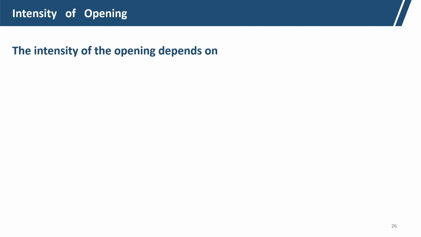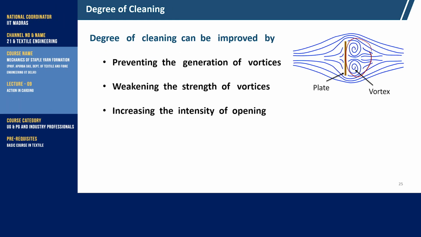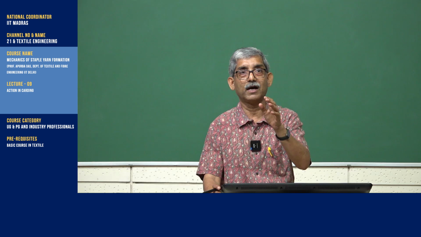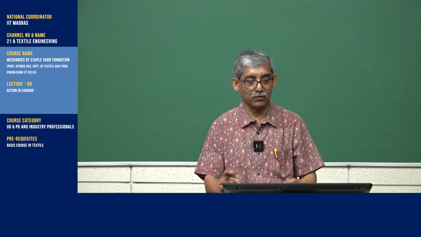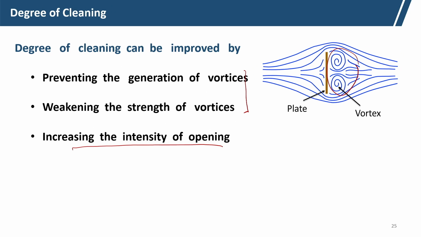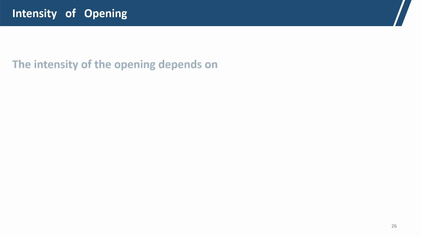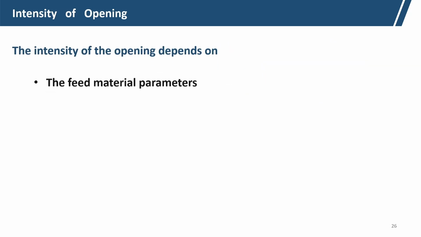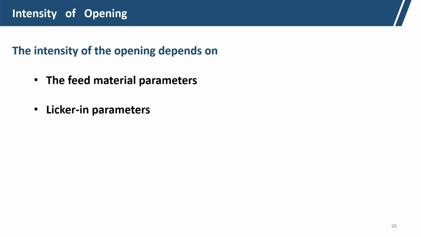Now, the intensity of opening depends on several things. So, we can do all these things to have more cleaning efficiency. Air vortex is very difficult to control, because if we use the mote knife that will definitely be there, but if we increase the intensity of opening, then we can compensate a little bit. So, the intensity of opening depends on the feed material parameters, the licker-in parameters, and then the processing parameters.